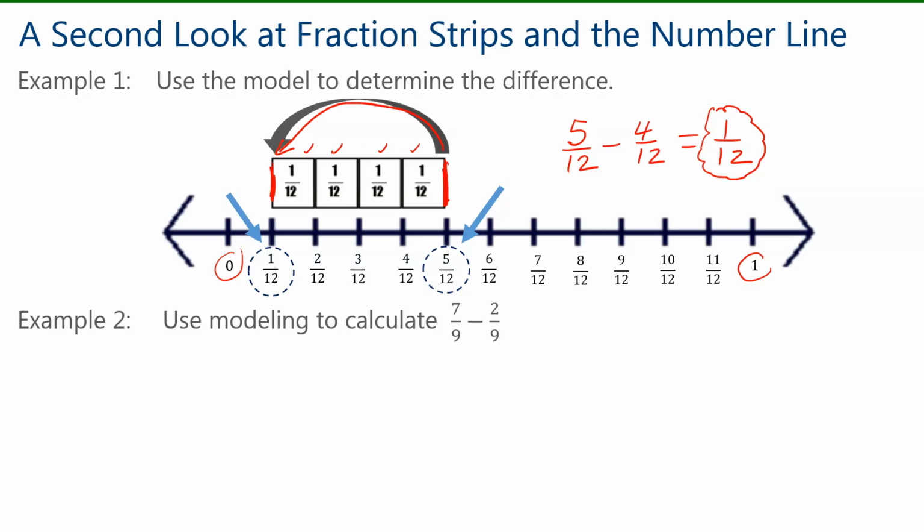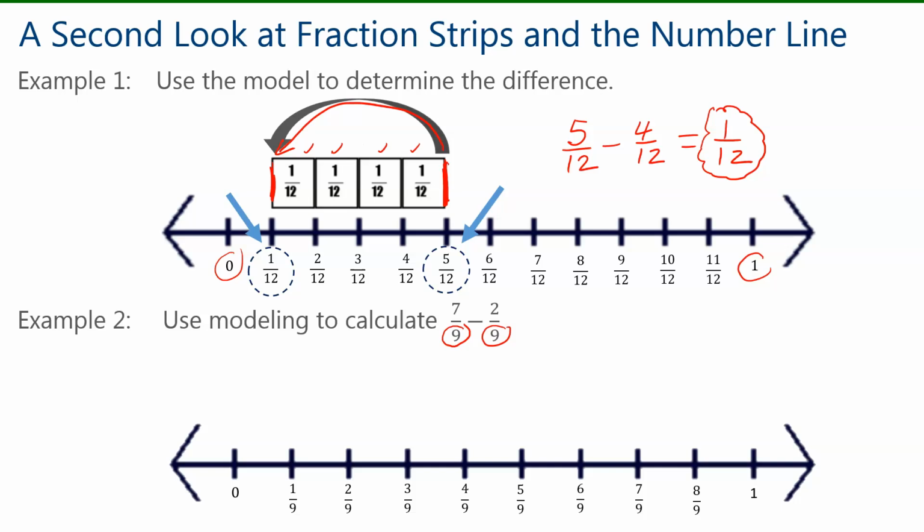So for our second example, we're going to use a similar process to carry through the calculation of 7/9 minus 2/9. Want to draw attention to the common denominator of 9 first, because that's going to tell us that we need to make a number line between 0 and 1 that's been divided into 9 equal sections. And the ninths have been put in for you here. Next, we look at our minuend. We look at that first fraction. And that tells us where to go on our number line first. So we go to the 7/9. We're going to subtract 2/9.